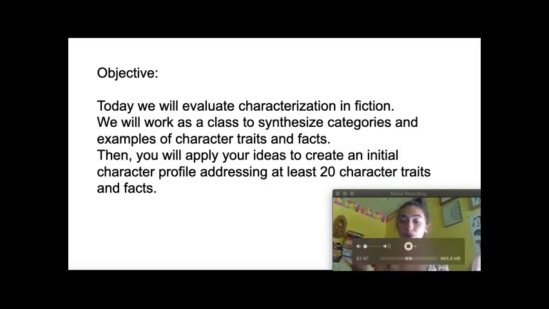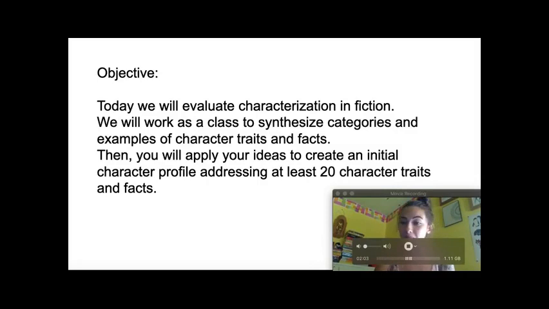What we're going to be doing with that is we're going to create our own initial character profile. So you're going to come up with a character and you're going to use the categories and examples that we come up with to come up with at least 20 character traits and facts about that character that you're creating.